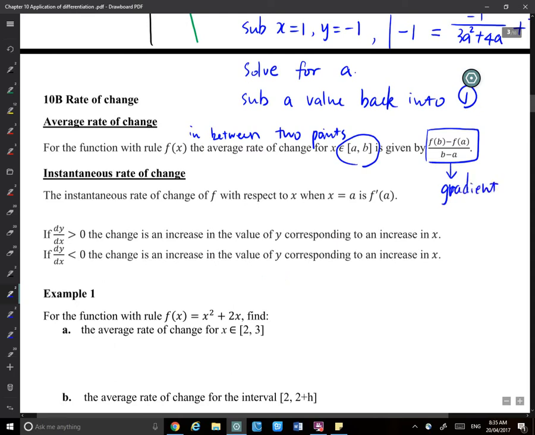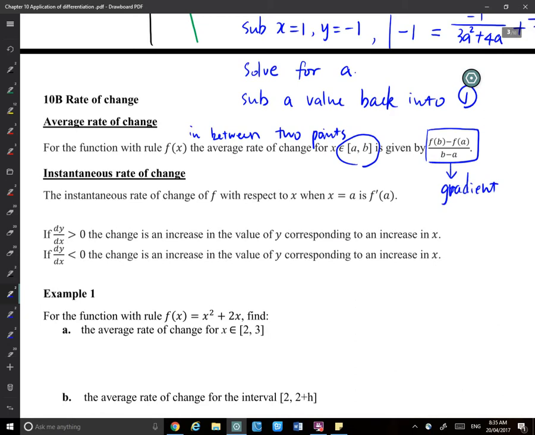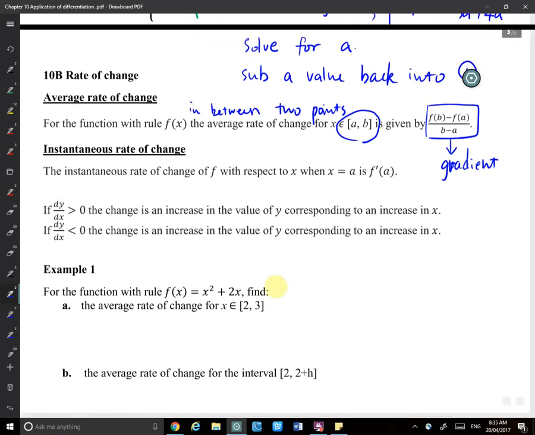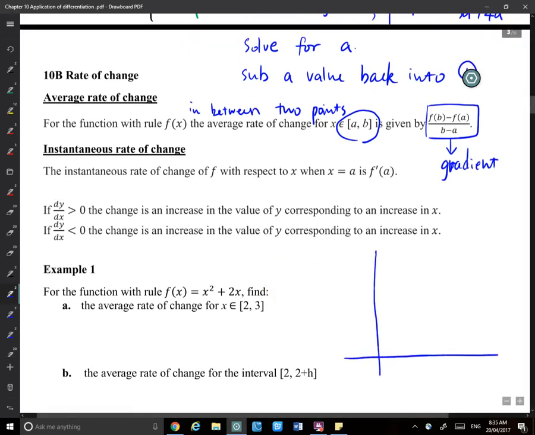How to find the gradient in the linear? You use y2 minus y1 over x2 minus x1. That is how you find the gradient in between those 2 points. If you connect those 2 points by a line, how do you find the gradient for that line? So what is the average rate of change?